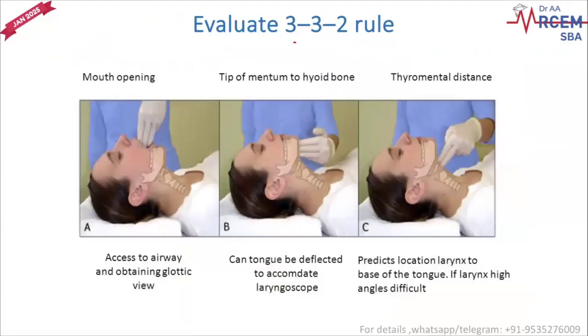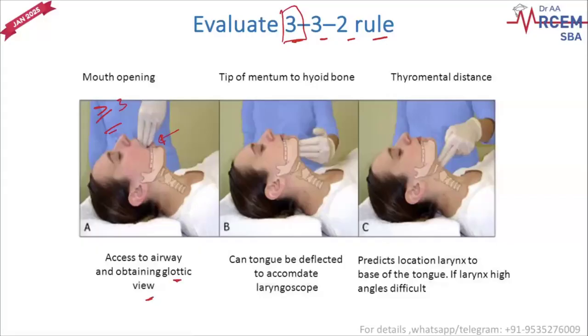In evaluate, you're doing a 3-3-2 rule. In the first three, you ask the patient to open their mouth as wide as possible and try to place as many fingers as possible. If they are able to place three or more fingers, then it is a good mouth opening. If there is a good mouth opening, that means the glottic view will be good.